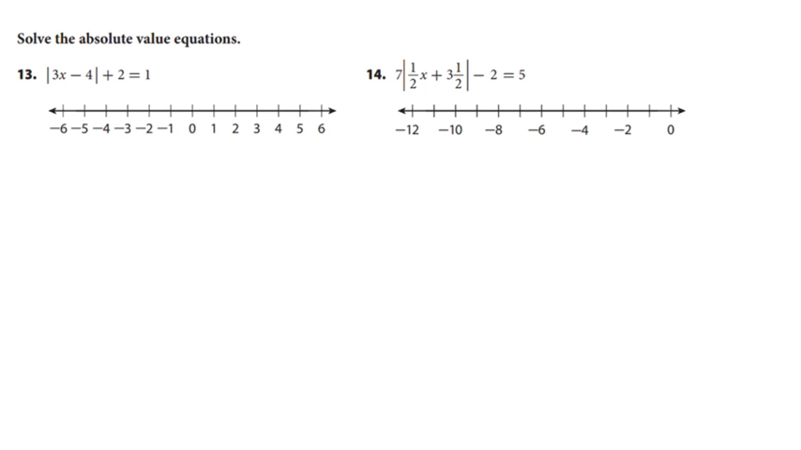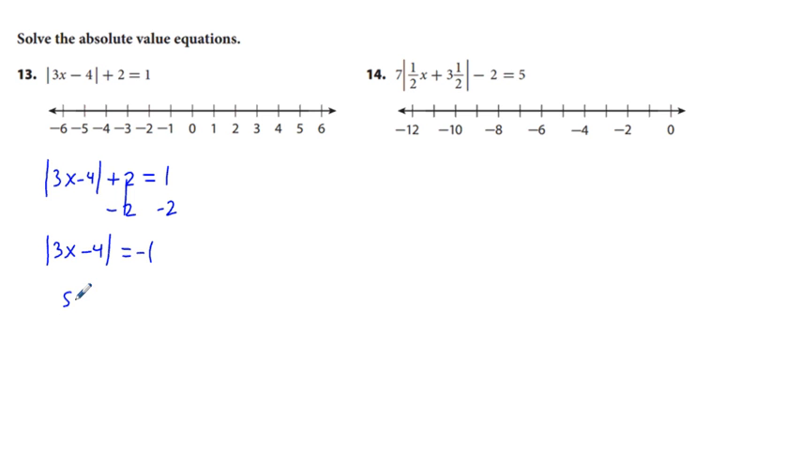Okay, next on our problem, 13. Same thing. We're going to take absolute value of 3x minus 4 plus 2 is equal to 1. If we subtract 2 from both sides of this equation, we get absolute value of 3x minus 4 is equal to negative 1. I think this looks like problem 9, doesn't it? This absolute value, the left side of this equation, can never be negative, let alone negative 1.